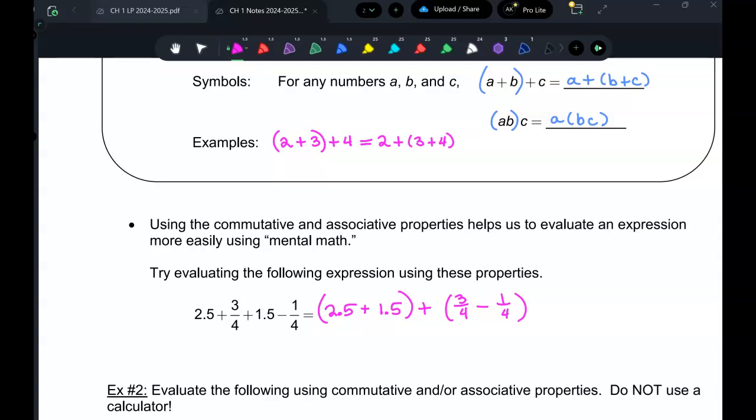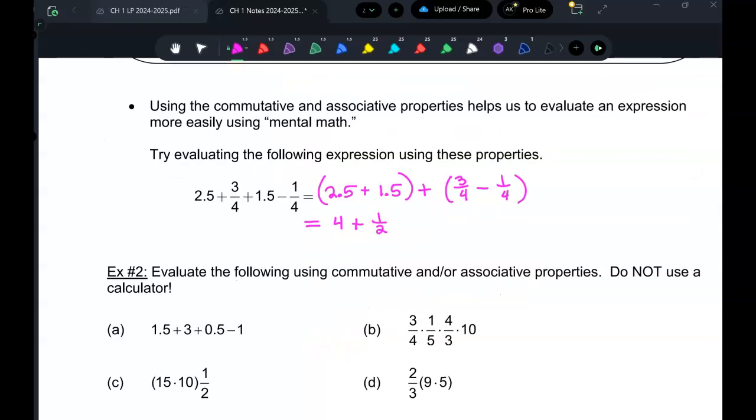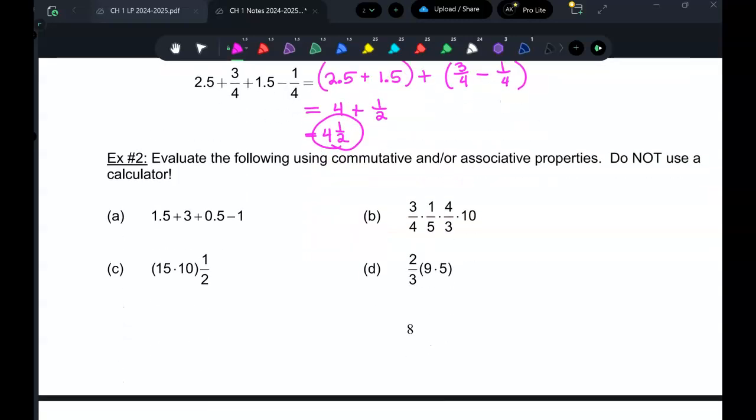What would 2.5 adding to 1.5 give us? 4. Four. And now it's 2 over 4, which here is 1 over 2. Okay, what happens when I do 3/4 minus 1/4? You get 2/4. Reduce it, which would be 1/2. Good. So 4 plus a half is 4.5. Beautiful.